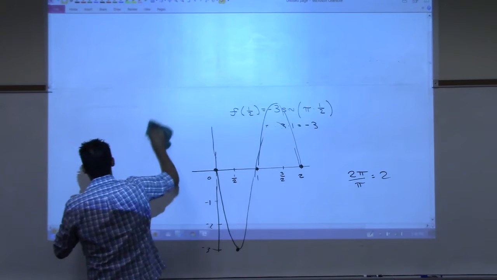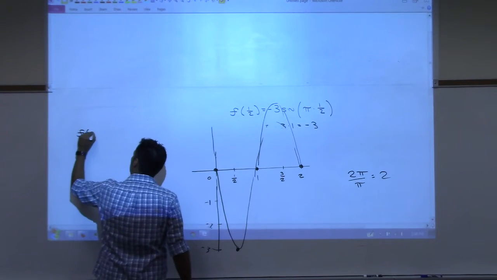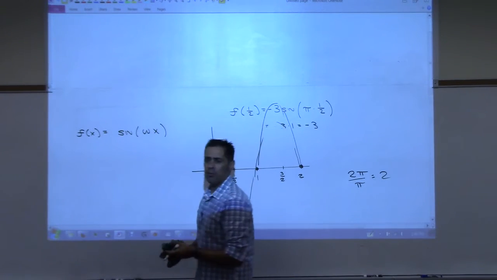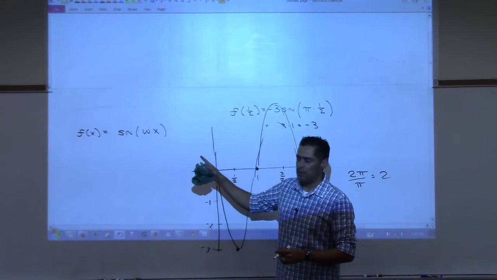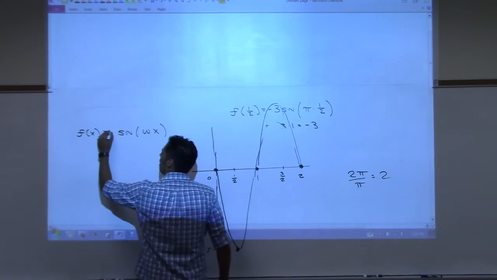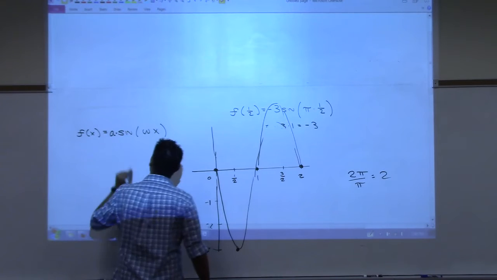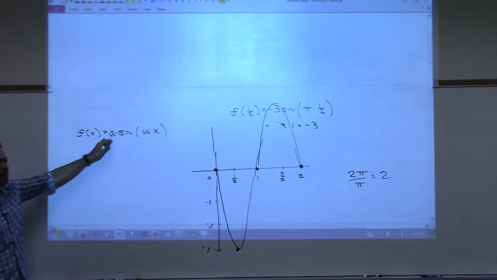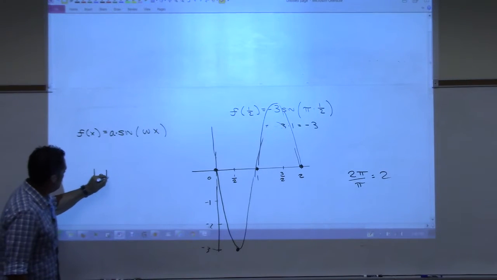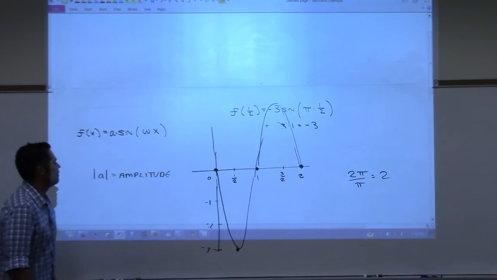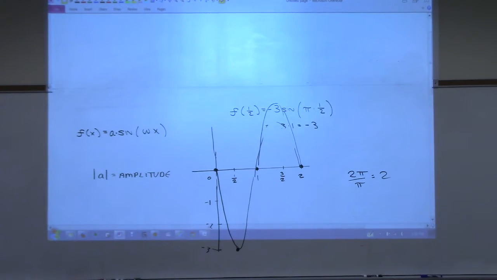Remember, go back to that thing I had boxed up. I said given f of x equals sine of omega x. And I told you what the period was, right? The formula for the period. If we add to this an a in front, I don't know if they want me to use capital A or lowercase a. I'm going to use a lowercase a. A times sine x. Right? So if we add a number out front, then the absolute value of a is your amplitude. Is this making sense? Okay. Cosine's a little tricky, a little bit, not much.